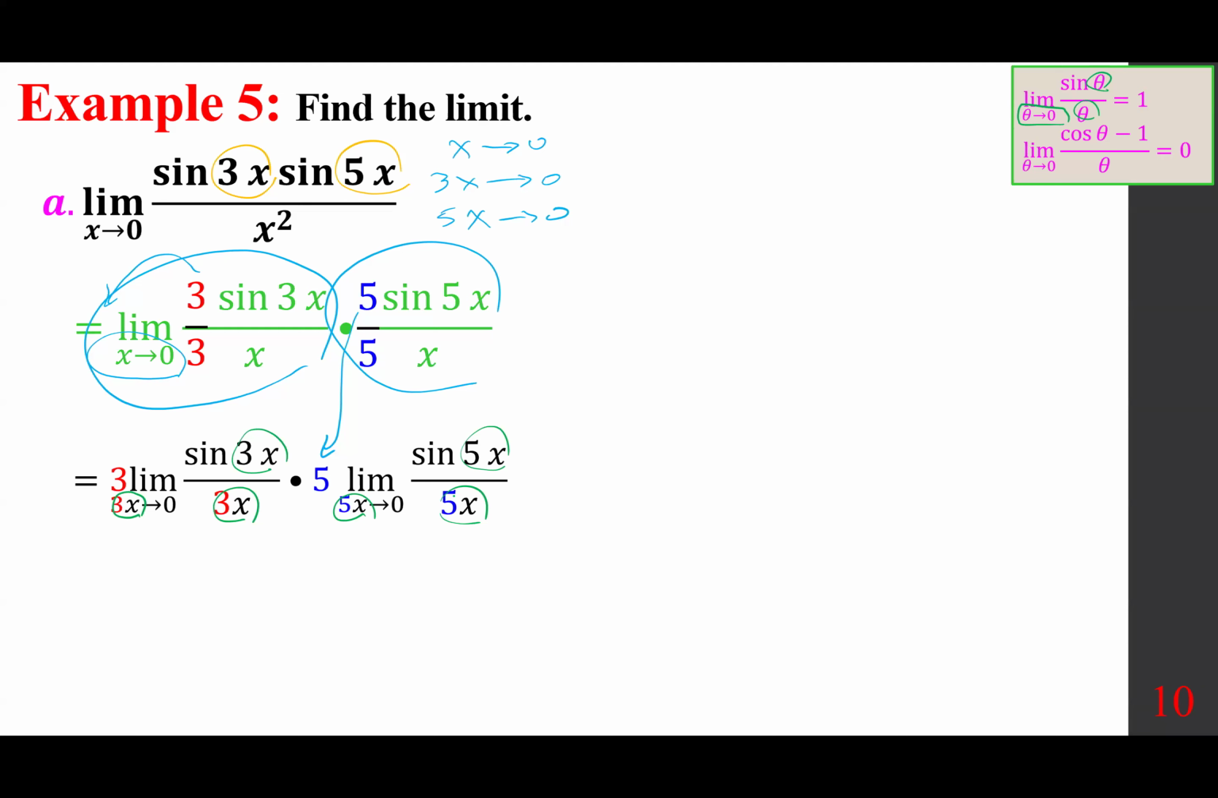Now, you can leave it like that, or for the first one, for example, you can say 3 times the limit as theta approaches 0 of sine theta over theta. You do the same thing with the second one. In other words, in this case, you are letting theta represent 3x. You don't have to do that. Why not? Because you're writing 3x here, 3x here, and 3x here. So this is 3, this is 5, their product is 15.